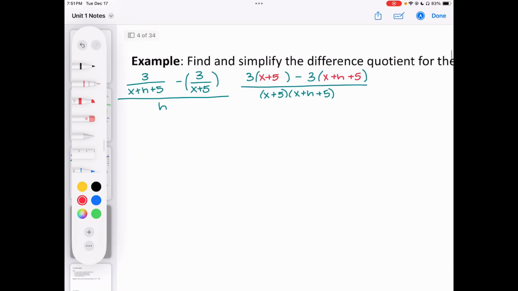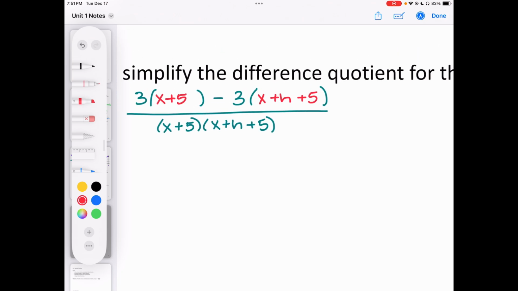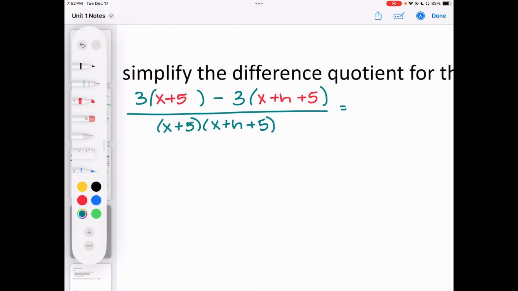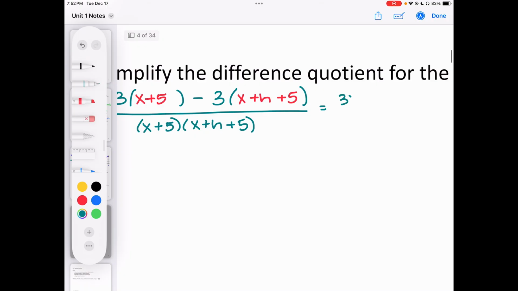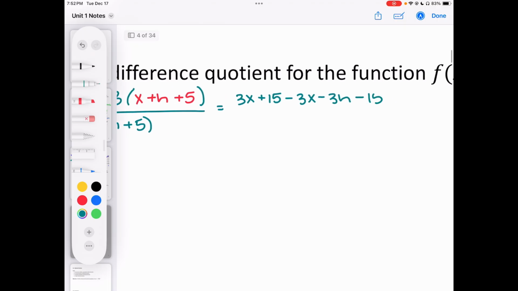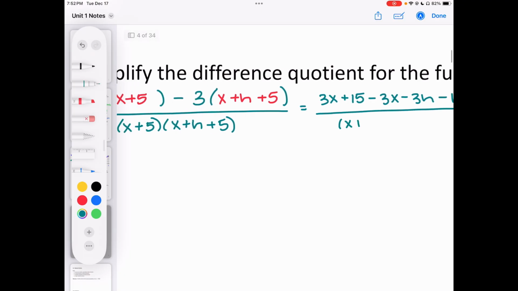Okay. So that way we see it all together. Again, everything is divided by h, but I'm going to wait a little bit. So let me go ahead and distribute and simplify as much as I can so far. So that'll be 3x plus 15 minus 3x, whoops, minus 3h minus 15, all divided by that denominator.